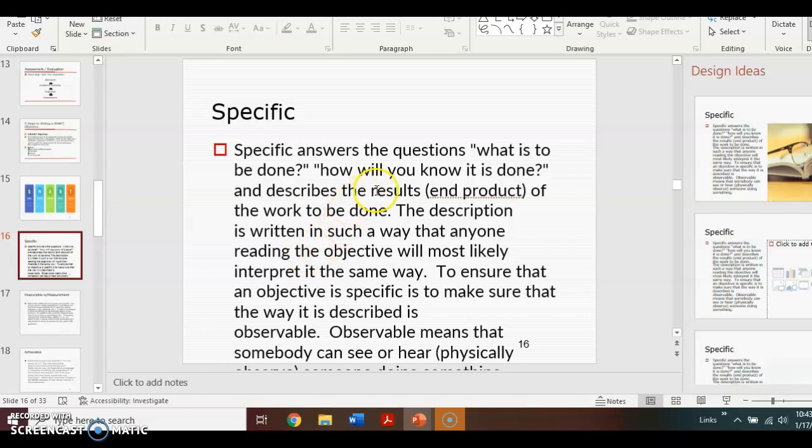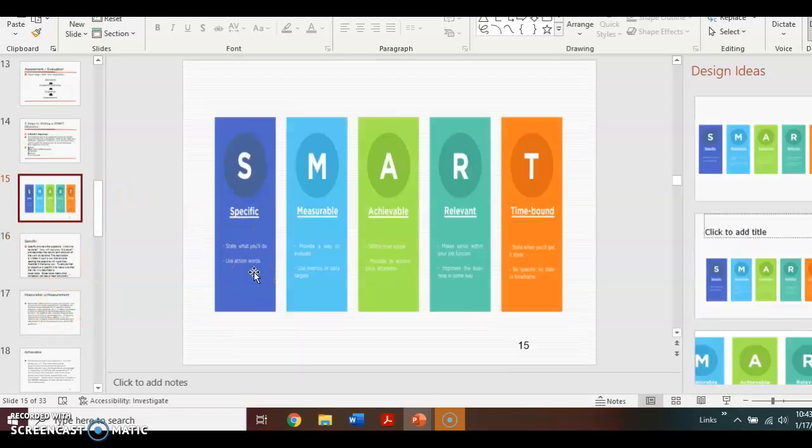Specific answers the question, what is to be done? How will you know it's done? And so on. Now, when I talk about the action verb, where do you think we get that? We get that, of course, from Bloom's taxonomy, which we talked about.